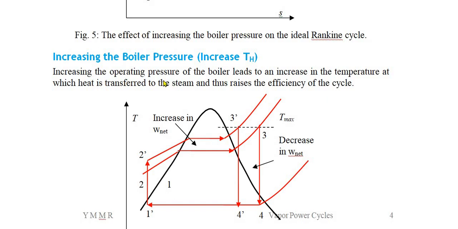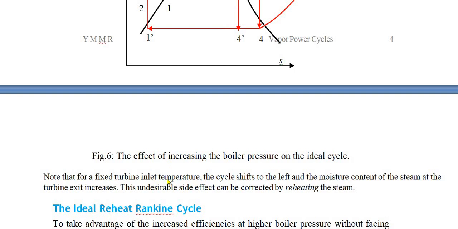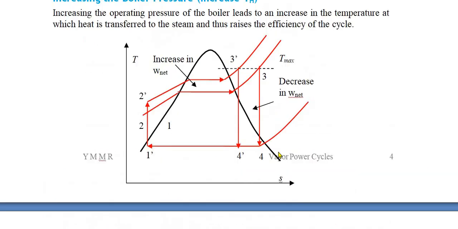Increasing the operating pressure of the boiler leads to increasing the temperature at which the heat is transferred to the steam and thus raises the efficiency of the cycle. Okay. So now note that for fixed inlet temperature, the cycle shifts to the left. You can see here, earlier the point 3 is right of the vapor line, but now point 3 is closer to this.